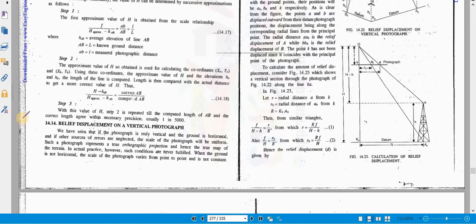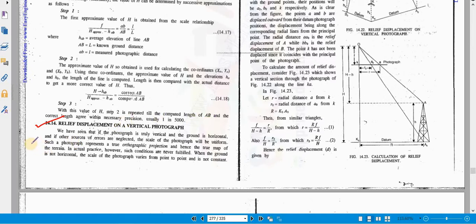Okay, so the next topic is relief displacement in a vertical photograph. In order to understand relief displacement, you will have to understand this theoretical part: if the photograph is truly vertical, then the ground is horizontal, and if other sources of error are neglected, the scale of the photograph will be uniform. So what it is saying is that if the photograph is truly vertical, the ground is perfectly horizontal, and all sources of error are neglected, then the photograph will have a uniform scale.